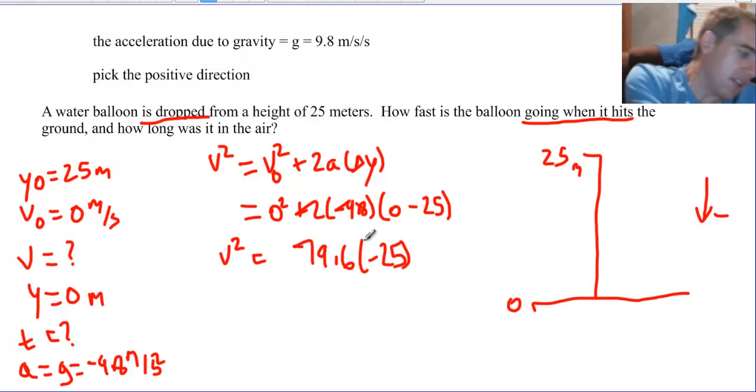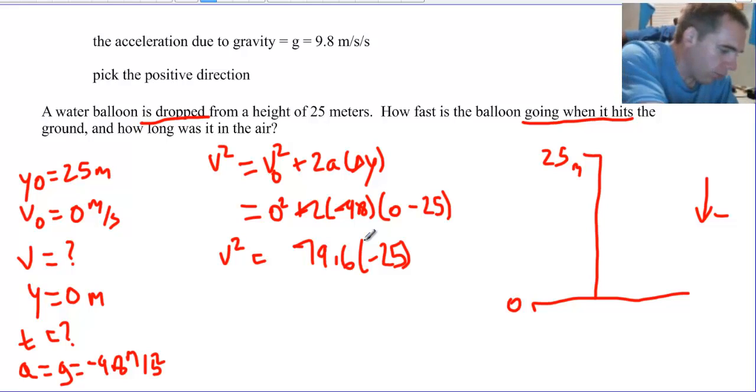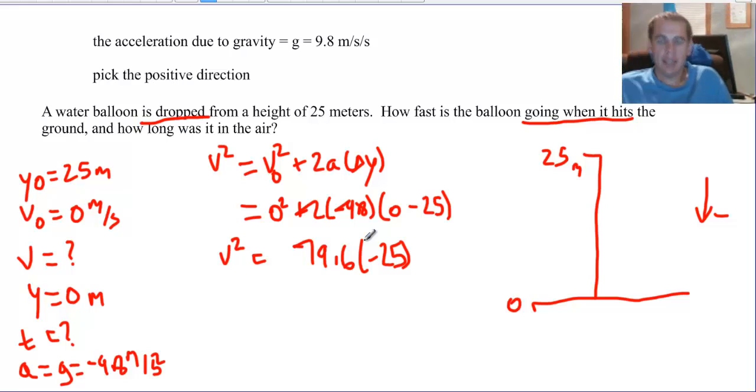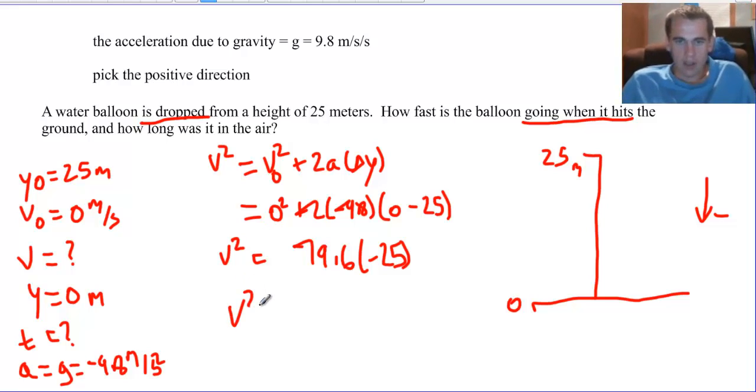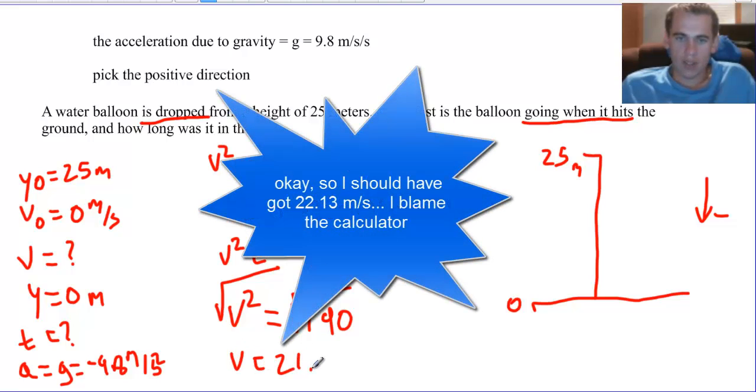Okay? And if we do that math real quick, we see that we're going to take two negatives and end up with a positive. So 19.6 times 25 is 490. And so v squared equals 490 meters. That's not v, it's v squared, so we square root both sides, and we get v equals 21.6 meters per second.